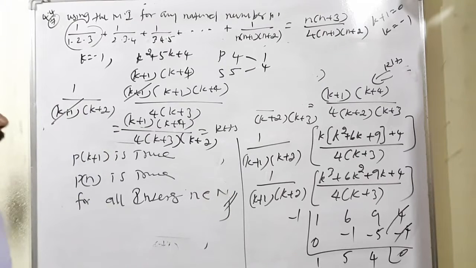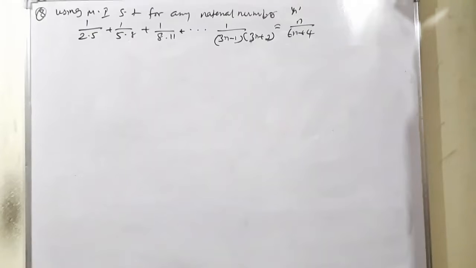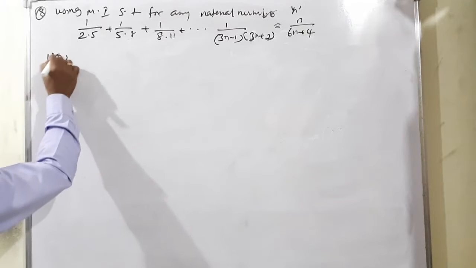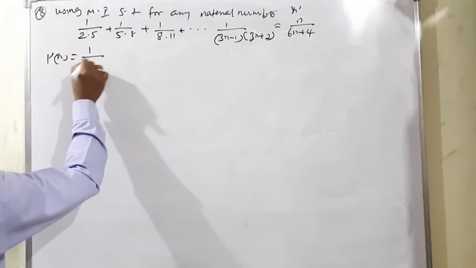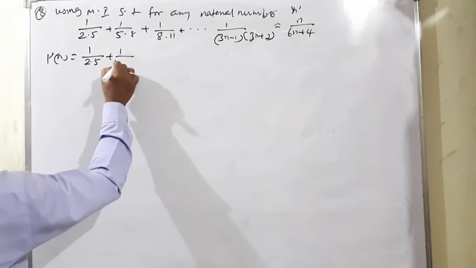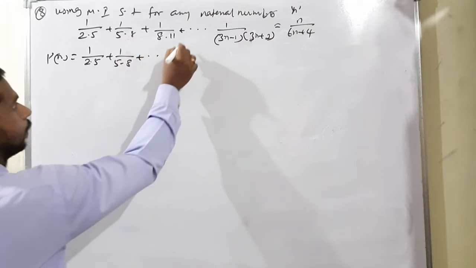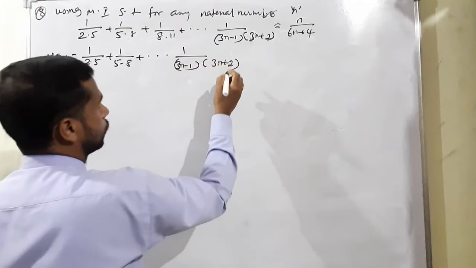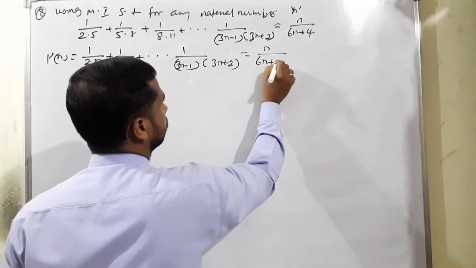I will continue the next question from exercise 4.4. Question number 8: 1 by 2 into 5 plus 1 by 5 into 8 plus 1 by 8 into 11 up to 1 over 3n minus 1 into 3n plus 2 is equal to n by 6n plus 4. First consider P of n. What will happen? 1 by 2 into 5 plus 1 by 5 into 8 plus 1 by 3n minus 1 into 3n plus 2 is equal to n by 6n plus 4.